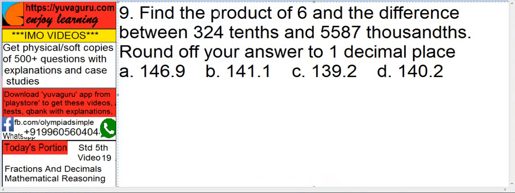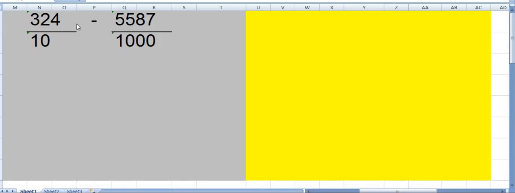Next, find the product of 6 and the difference between 324 tenths and 5587 thousandths. Round off your answer to one decimal place. Firstly, find the difference between 324 tenths and 5587 thousandths.